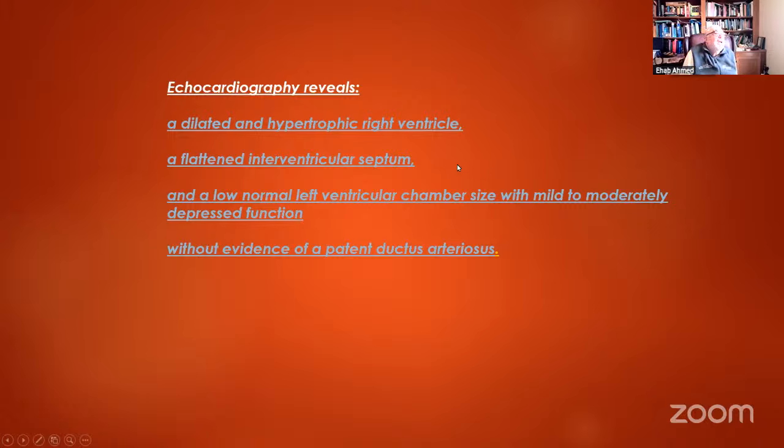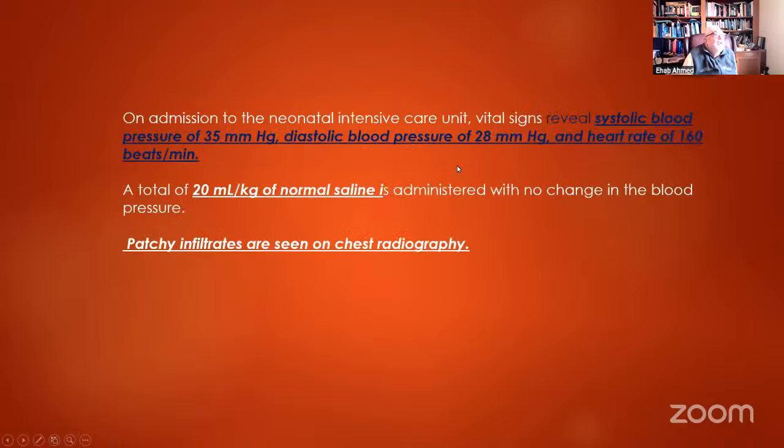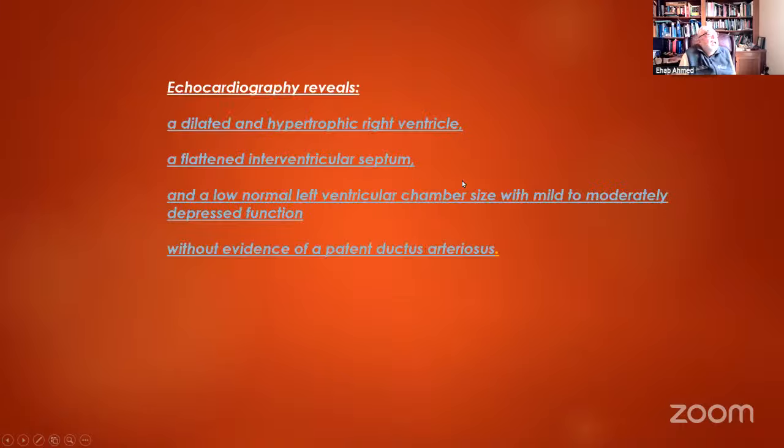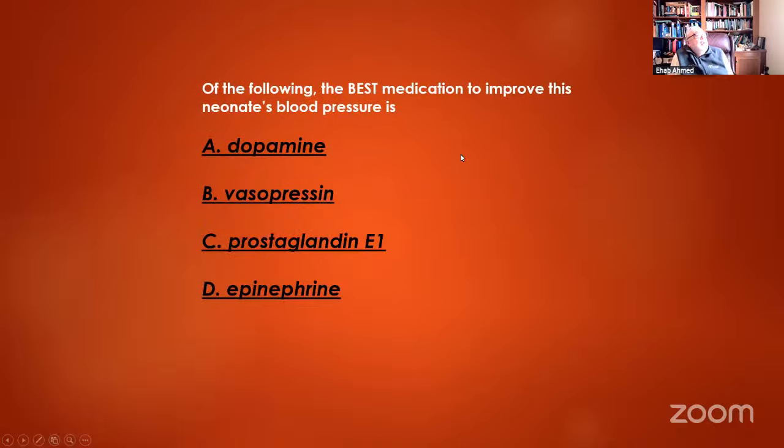Okay, after giving a normal saline bolus, which is 20, which is high, usually we give between 10 and 15, but they give 20 because the baby was very shocky. What are you going to do? What medications do you think are correct? Are you going to give dopamine?